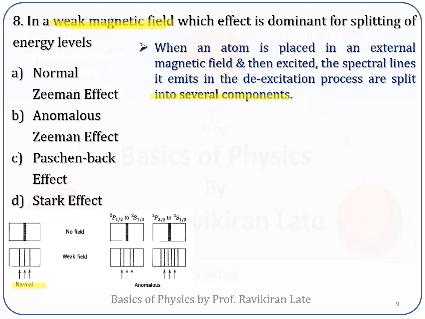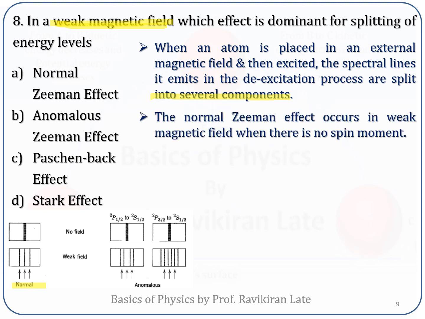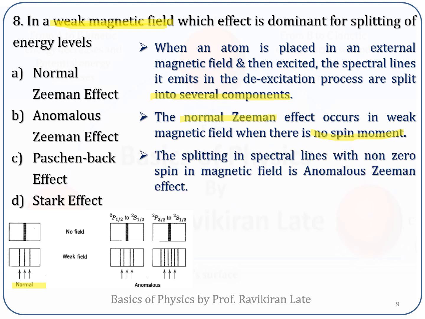If a weak magnetic field is there, then it is called a normal Zeeman effect if the spin part is absent. If the atom does not have a spin, then it is called a normal Zeeman effect. Now what happens if the spin will be there? If non-zero spin is there, then in a magnetic field these lines will be split into a large number of spectral lines, that is more than 3. In case of normal Zeeman splitting, you have just 3 lines. In the anomalous Zeeman effect you have more than 3 lines.